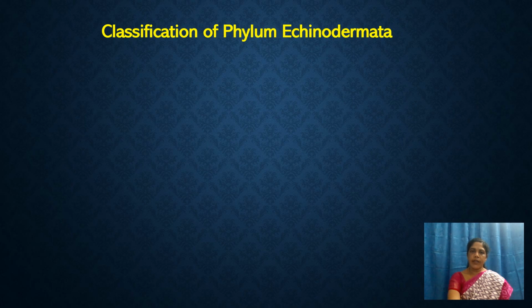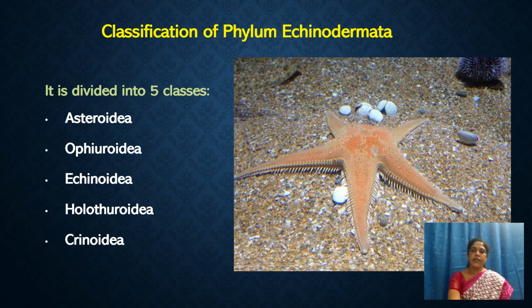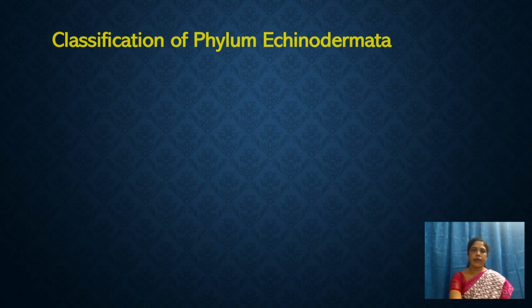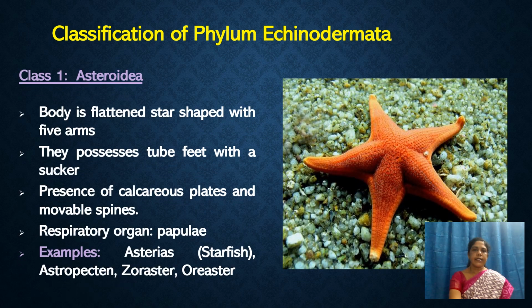Let's see the classification of phylum Echinodermata. It is divided into 5 classes: Asteroidea, Ophiuroidea, Echinoidea, Holothuroidea, and Crinoidea. Let's discuss all the classes one by one.